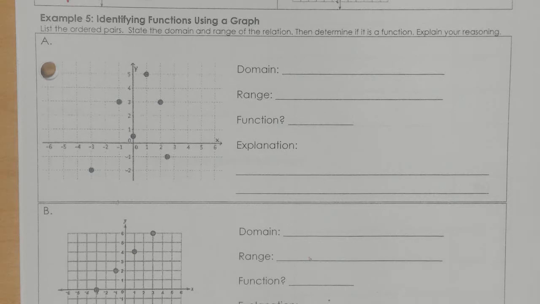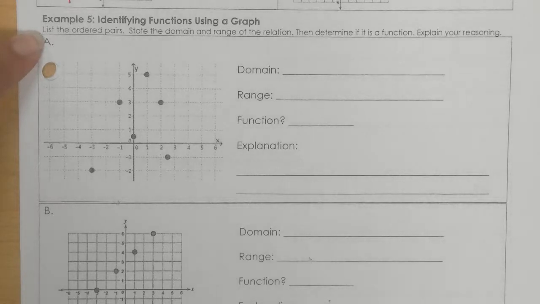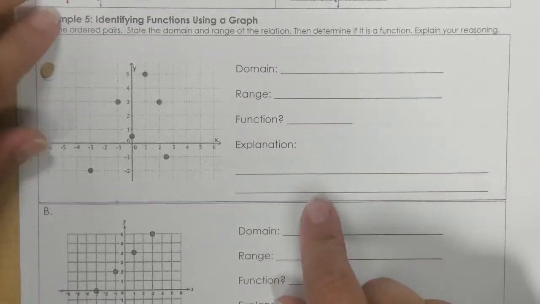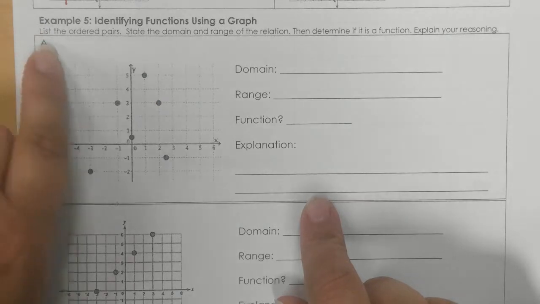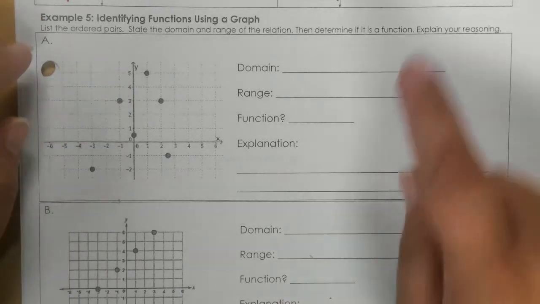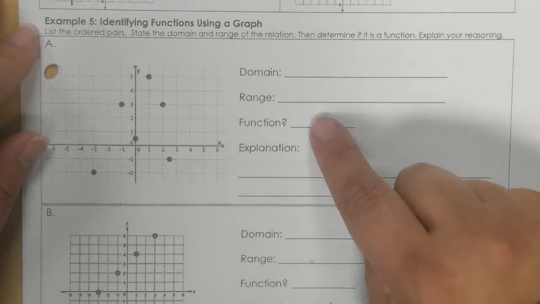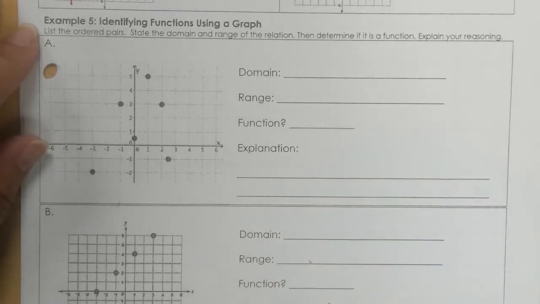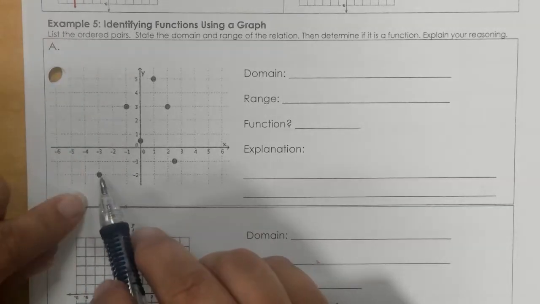For Unit 2, Day 2 notes, we're looking at the very last example, example 5. Even though there's not a place here to list your ordered pairs, you are to write your ordered pairs up at the top, and then from there state the domain, the range, is it a function, and explain why it is or why it's not a function.